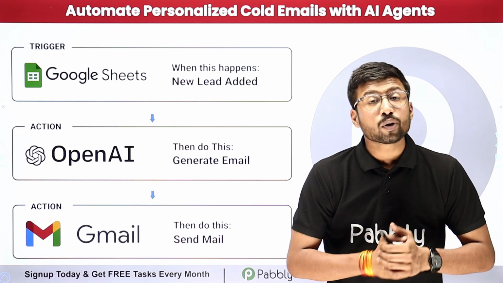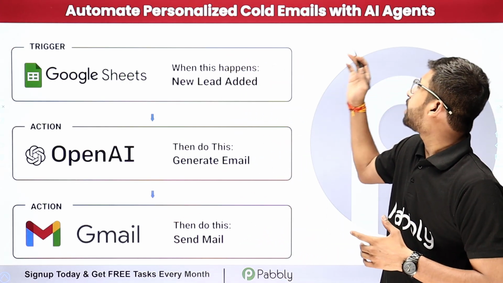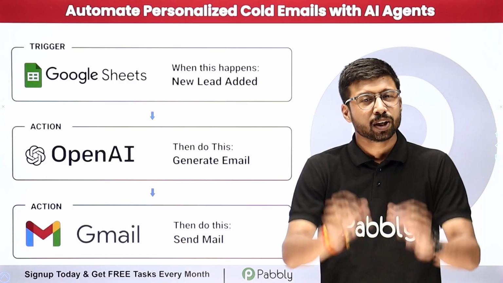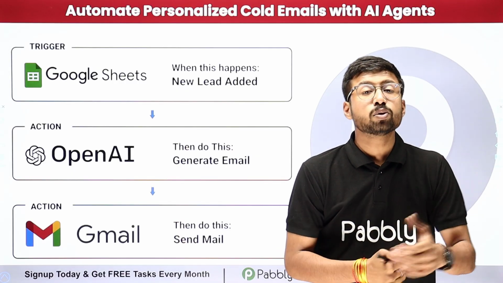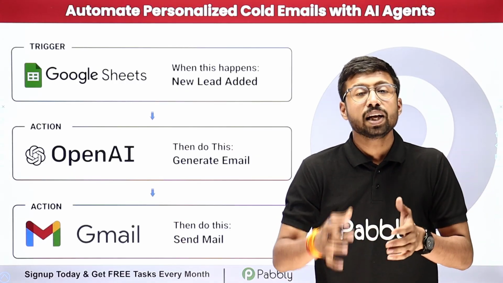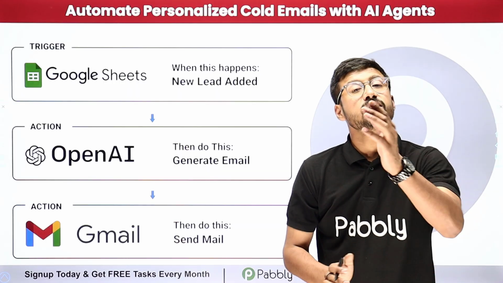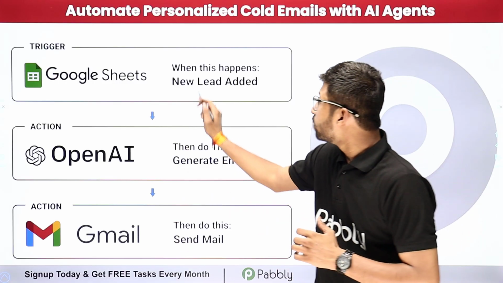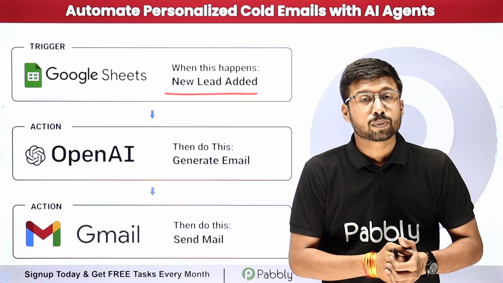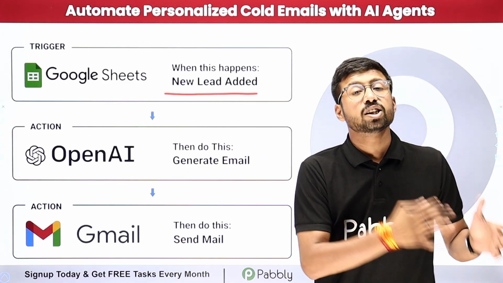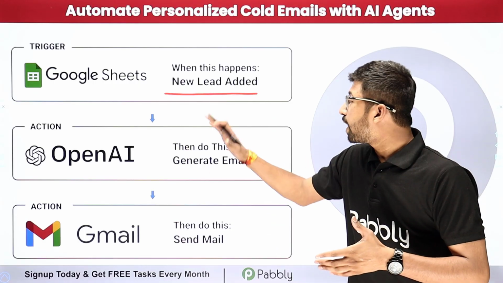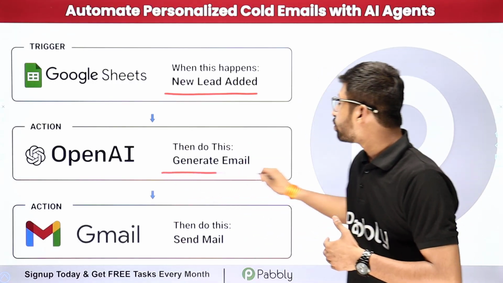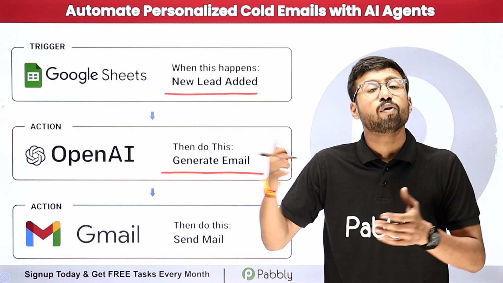So in this video, we are going to learn how to automate personalized cold emails with an AI agent. If you're also tired of generating personalized emails for your leads manually and sending them, then this AI agent is a savior. This AI agent will first capture the details of the new lead which we are adding in our Google spreadsheet. Then it will send the details of the lead to OpenAI, and using OpenAI, we are going to generate the personalized email for our leads.